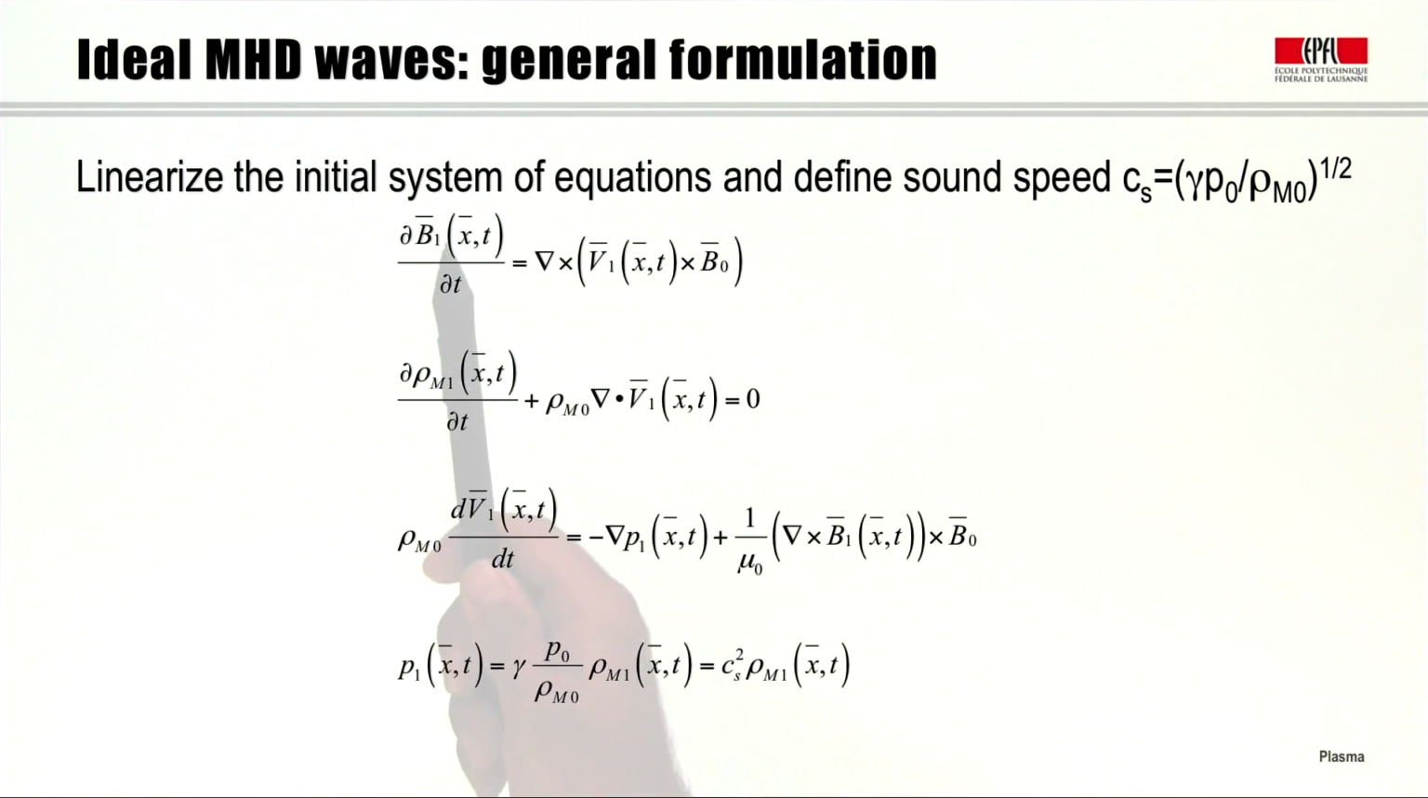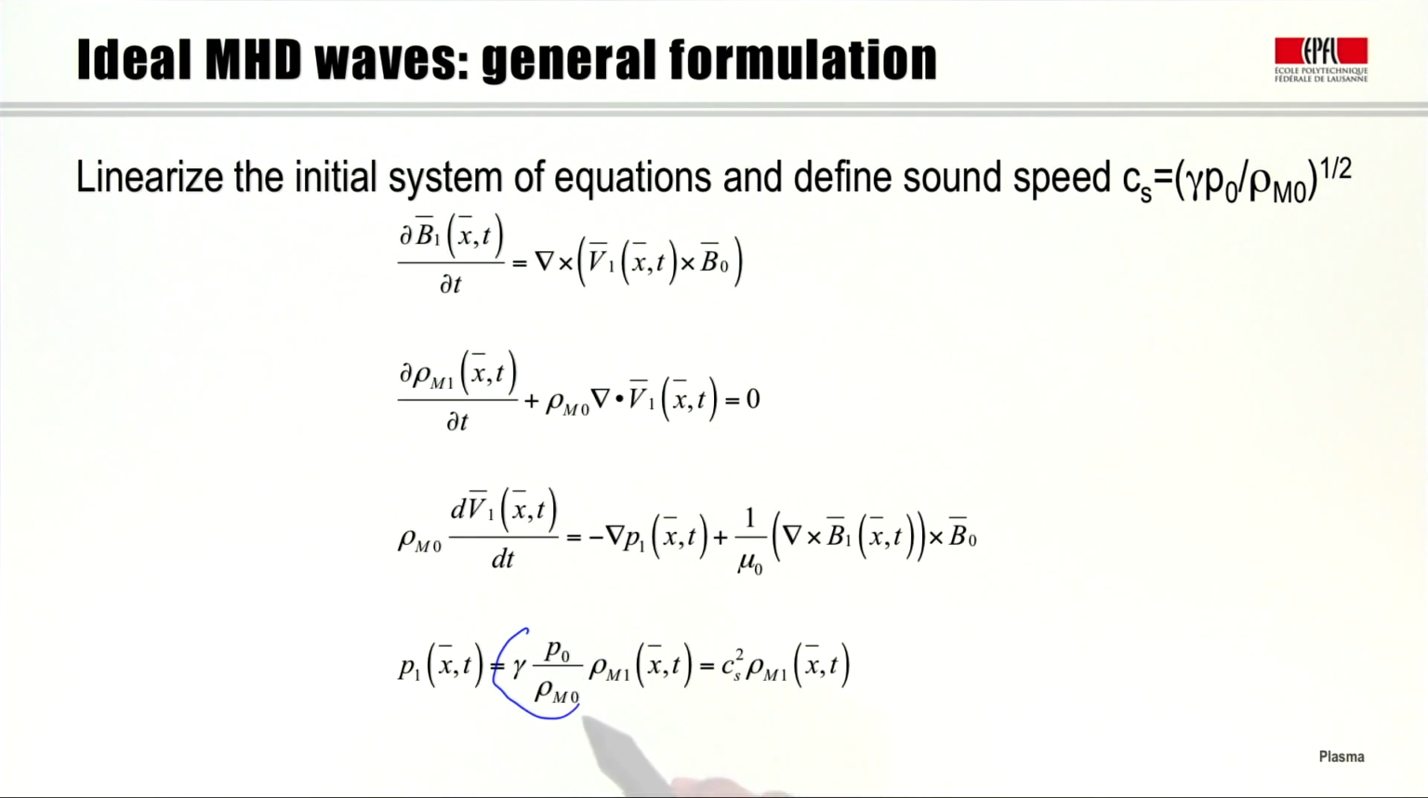What we obtain is that dB1/dt is equal to the curl of V1 cross B0, keeping only first order perturbations. We do the same for the continuity equation, dρm1/dt plus ρm0 times the divergence of V1 equals 0. The momentum balance equation: ρm0 dV1/dt equals minus grad P1 plus 1 over μ0 the curl of B1 cross B0. And then we have the perturbed pressure, P1 equal to γP0 over ρm0 times ρm1, the perturbed mass density.